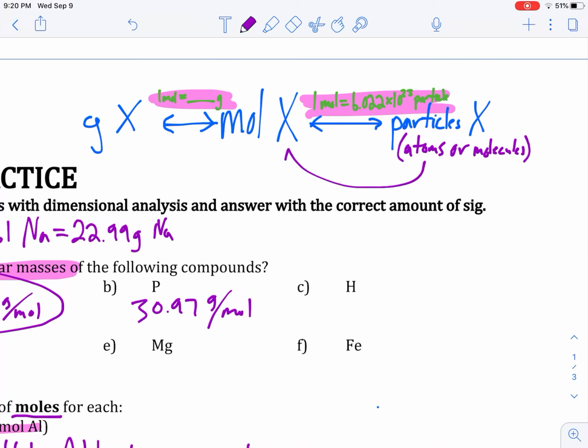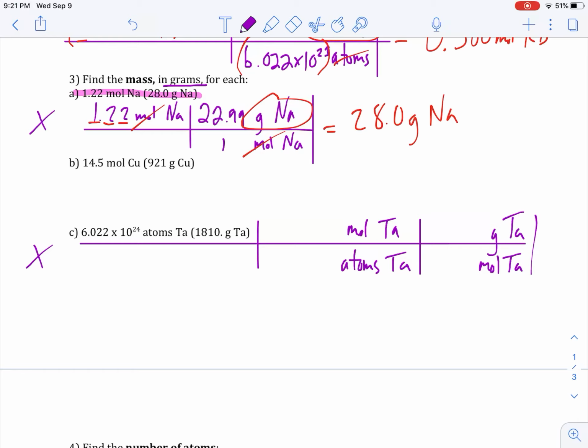So I'm going to go atoms to moles. That's our first step. And then moles to grams. By doing that, we're canceling our atoms, canceling the moles, and we're left with grams. But I do still need to put in those values, the conversion factors. The first one is Avogadro's number. And the second one is the molar mass, which I'll need to look up on the periodic table.